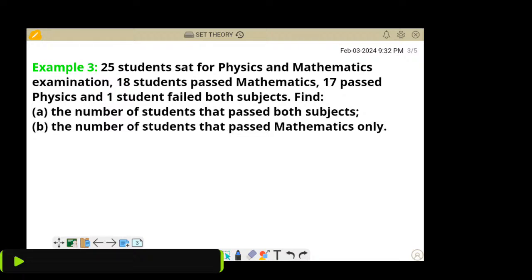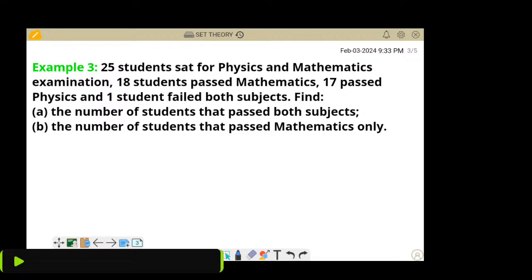Okay, let's go to example number 3. In our example number 3, the question says 25 students sat for physics and mathematics examination, and 18 students passed mathematics, 17 passed physics, and only one student failed both subjects. We have to find the number of students that passed both subjects and the number of students that passed mathematics only.